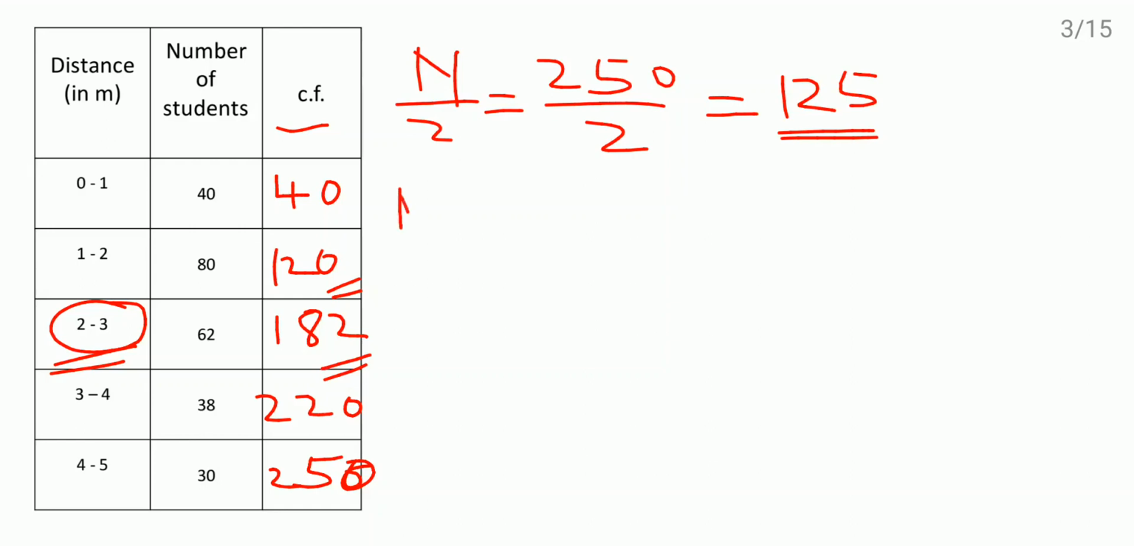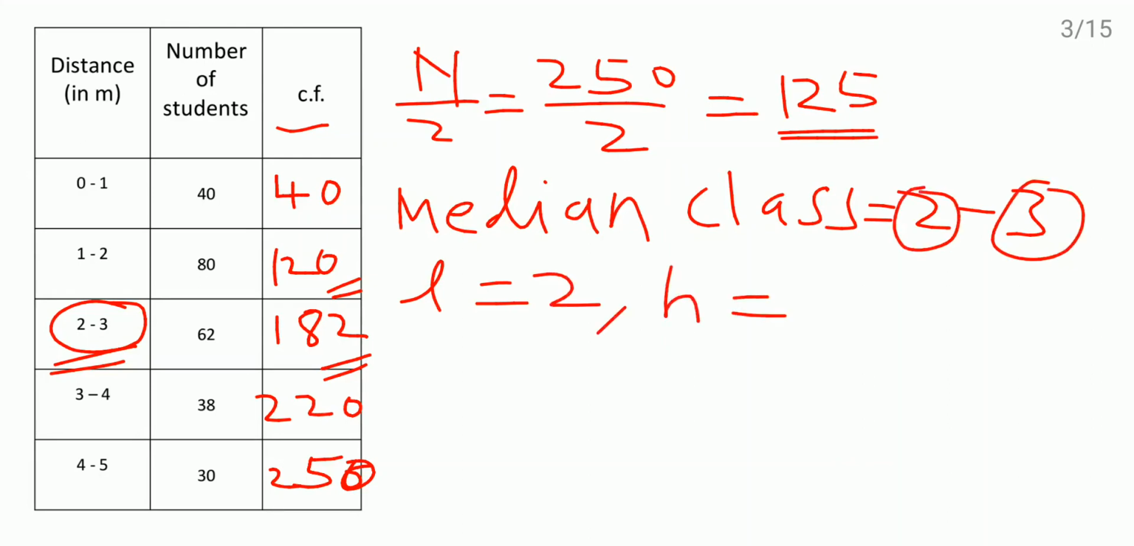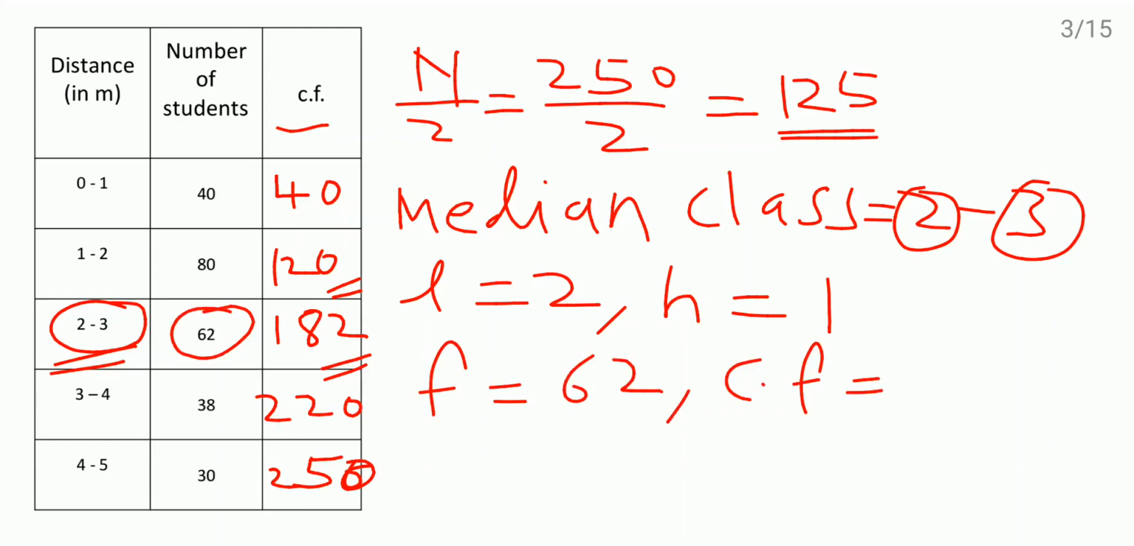Here I'll write down the median class, which is equal to 2 to 3. So the lower limit of this class is 2, and h means the upper limit minus the lower limit, which comes as 1. Okay. Now the frequency of this median class, this is f, which is equal to 62, and the cumulative frequency of the previous class of the median class, this one, is 120 here. So this is 120. Now let us write down the formula for median.